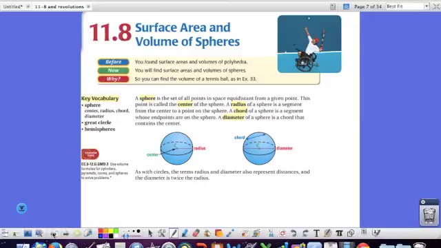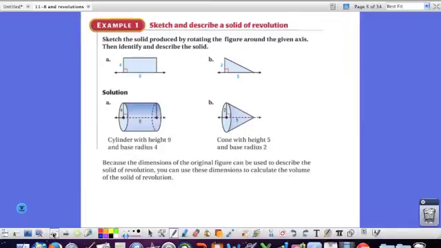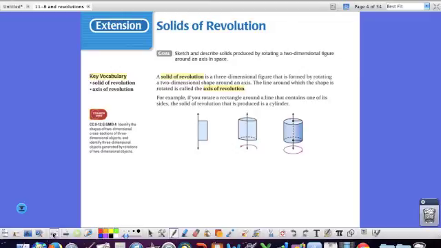Before we start lesson 11.8, though, I want to quickly do this extension lesson, which is on solids of revolution. We've actually already done some problems like this on USA Test Prep. It's kind of obvious, but we're just going to go through this. A solid of revolution is a three-dimensional figure that is formed by rotating a two-dimensional shape. The line around which the shape is rotated is called the axis of revolution.